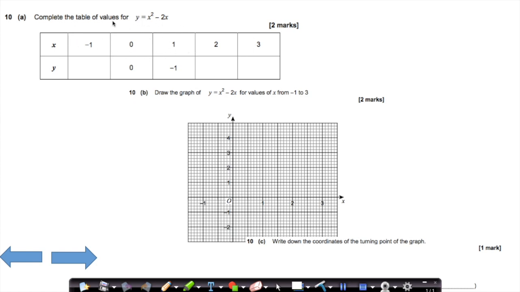Remember, if it was just saying complete a table of values or make a table of values for y equals x squared minus 2x, it's always a really good habit to draw out one of these tables of values and just pick a few of the simple numbers, usually 0, 1, 2. If you want to be brave and go for -1, then go for -1. But in this case, we've been given a table to complete, so we must complete this table.